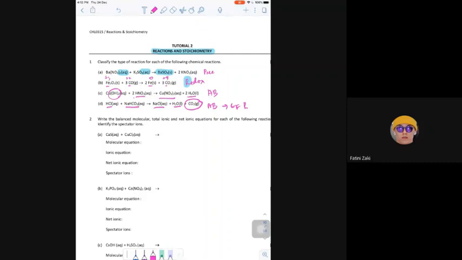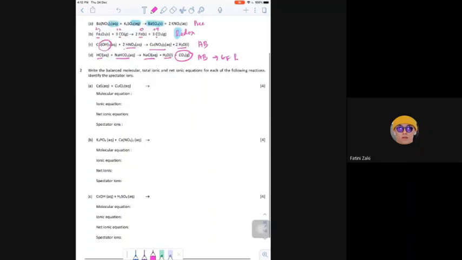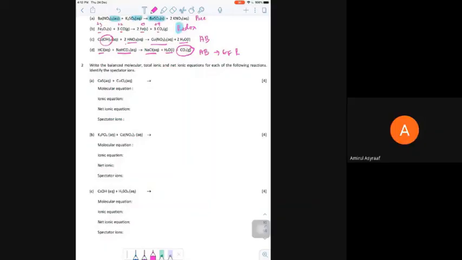Okay. And then question number 2, write the balanced molecular, total ionic and net ionic equations. Can you answer question number 2? Yes, madam. You have to make sure that the coefficients are all correct, and then the states are all correct, and then the charges are correct. Let's look at B. It is quite complicated compared to the others. K3PO4, the molecular equation, just continue.